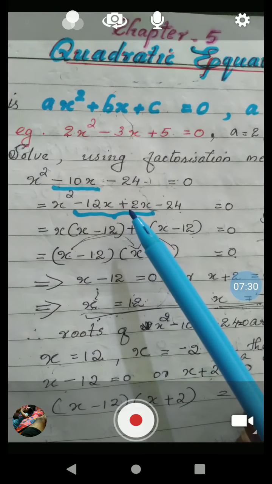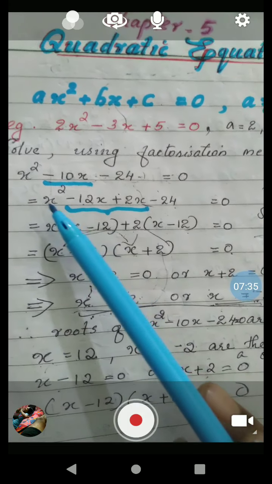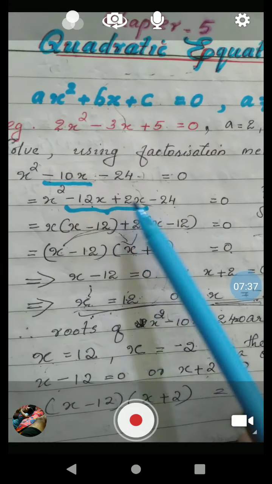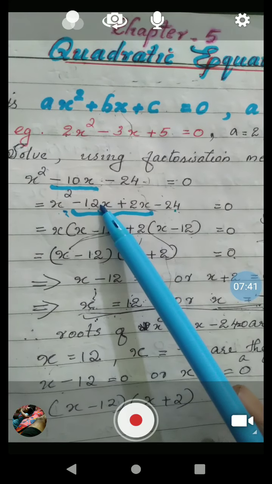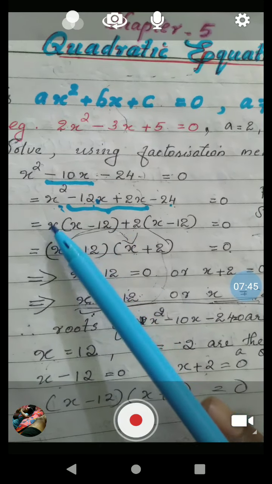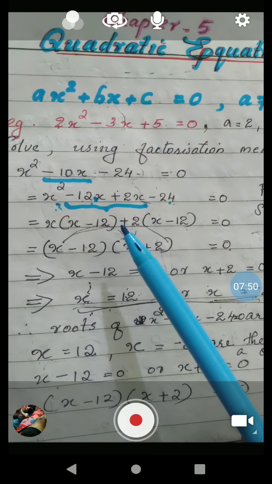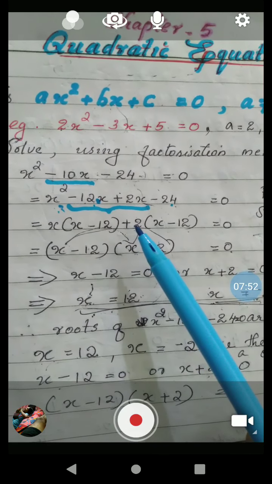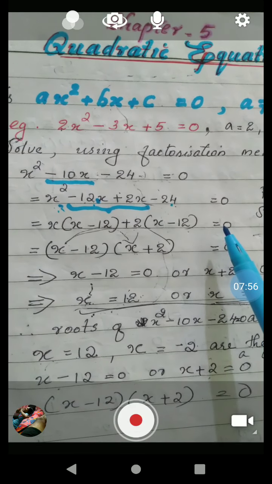Okay. After splitting, you can use grouping. These two in one group, these two in another group. So, what is the common factor in these two? x is common, take it outside. x into x minus 12 plus 2 into x minus 12, which is equal to 0.